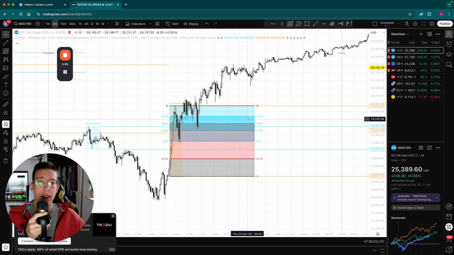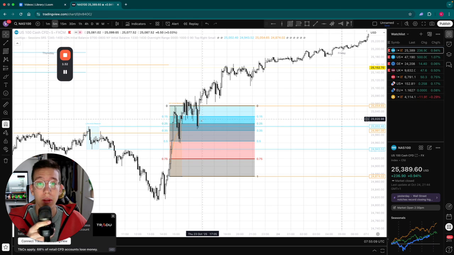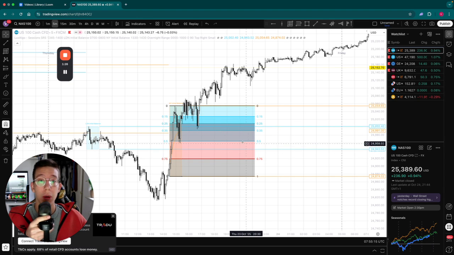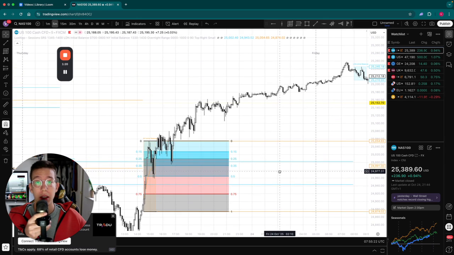I'd be looking to take trades between 0.15 and 0.25. I'll take a trade here, probably 0.25 under this low. With my stop loss, you can safely put it at this 0.5 level. This is why I usually put my stop losses there.